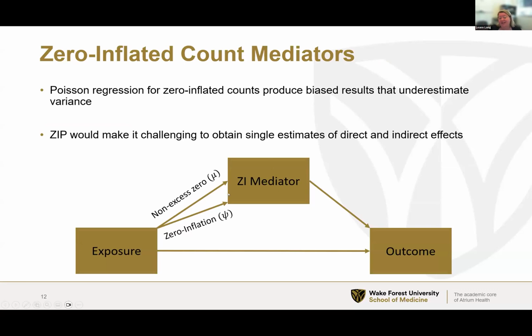Now we're going to have two lines. Let's say that we have a zero-inflated mediator. We're going to have two lines from our exposure to our mediator, one for the non-excess zero, the Poisson mean, and one for that zero inflation psi. So you can imagine how challenging it would be, because now we're going to have two estimates of indirect effect, and then explaining that to a set of colleagues, not to disparage our colleagues, who probably are struggling to understand those latent class interpretations to begin with, and then throwing that into mediation is problematic.